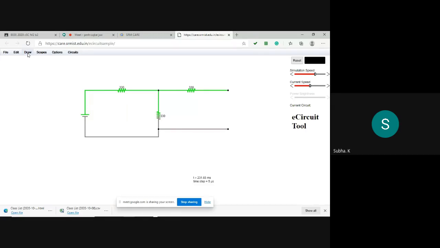See, in case you are not answering, please mute your mic. I am able to hear background noise coming from your parents or sister or brother.